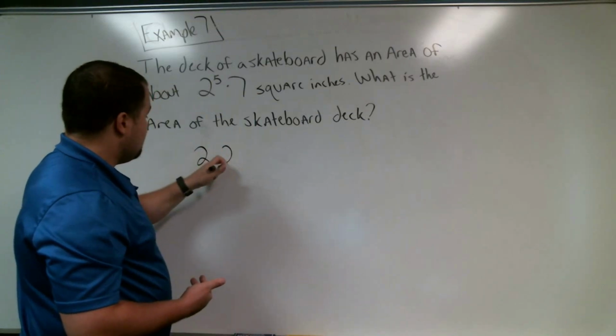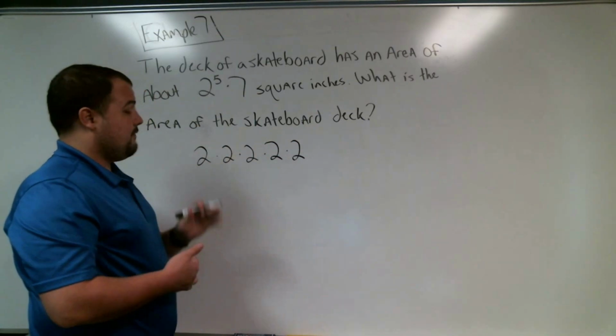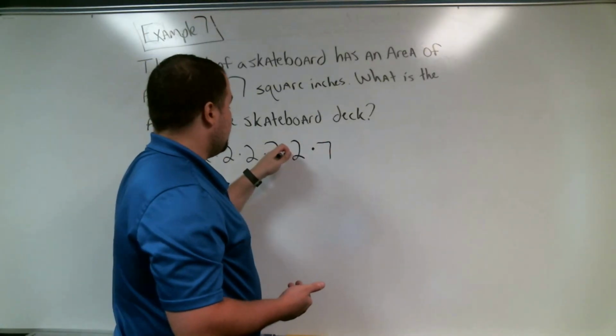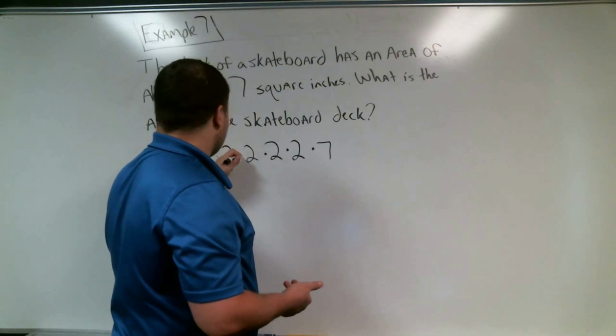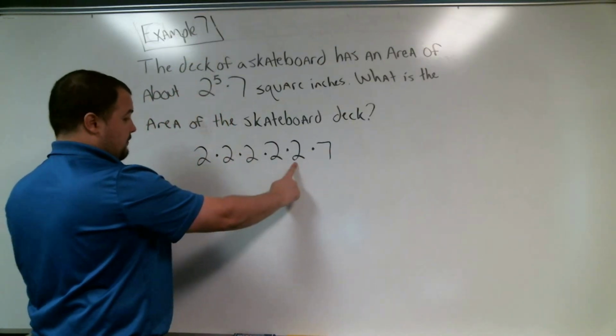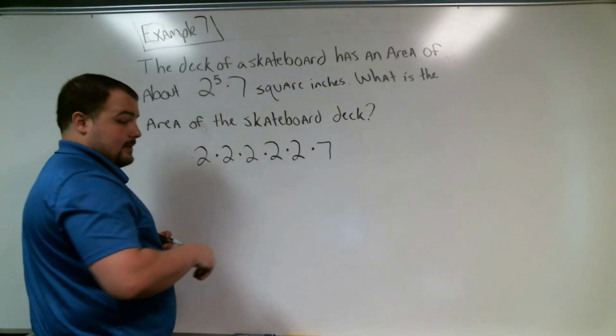2 times 2 times 2 times 2 times 2. So I have 5 2's. We're going to multiply that by 7. I'm going to make these a little bit dark. Because it's 2 to the 5th power, there's 2 to the 5th power times 7. Now we're going to figure this out.